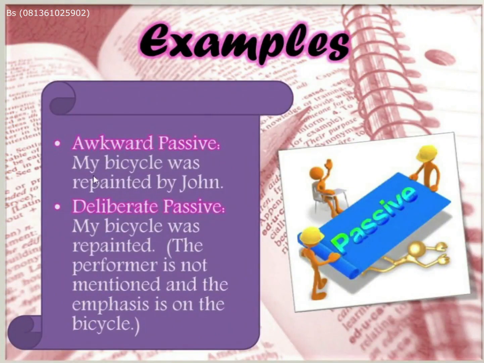Example: my bicycle was repainted by John. It is awkward to say. My bicycle was repainted. It is deliberate passive. The performer is not mentioned, and the basic focus of the sentence is on the bicycle, not the performer.